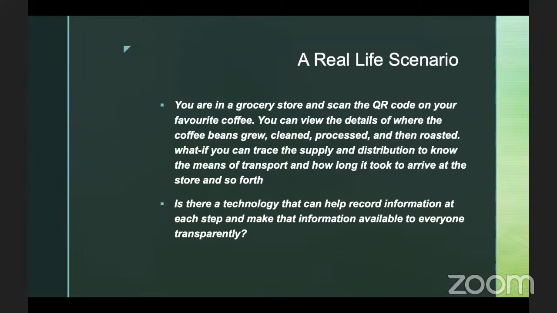And what if you can trace the supply and the distribution to know the means of transport and how long it took to reach the store near you and now in your hand? That much transparency is there. It will be very interesting, right? Then you will trust it because everything is transparent. All the records, they are not hiding anything. Everything is transparent to everybody.